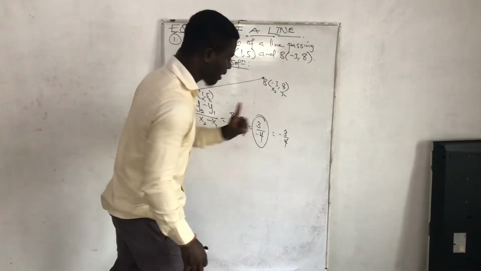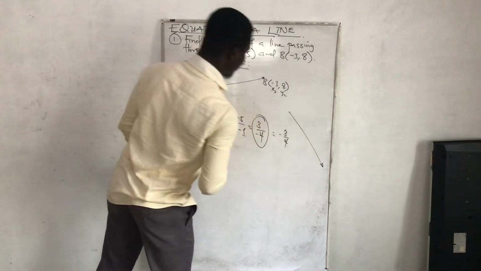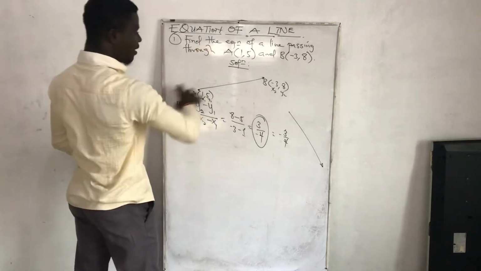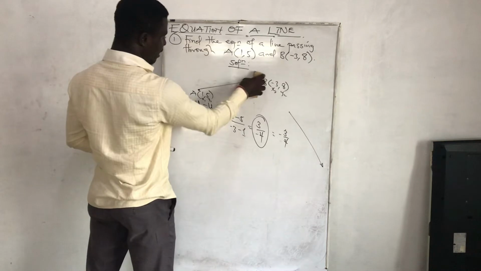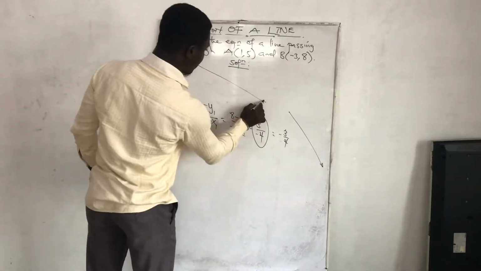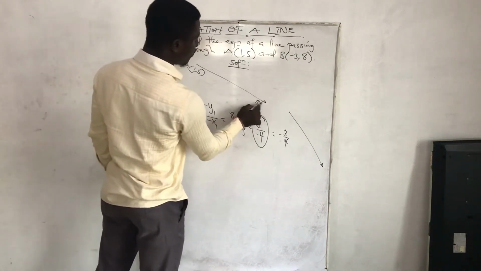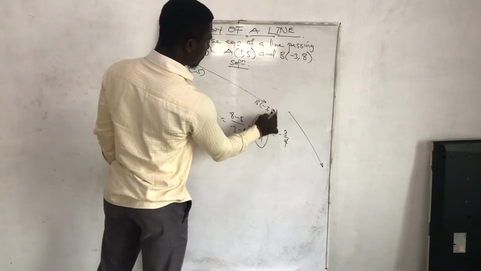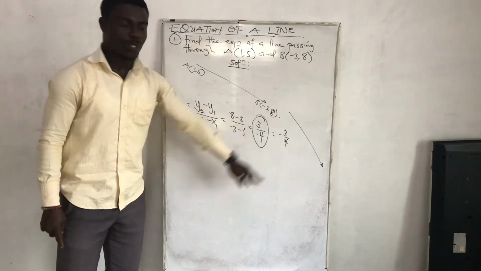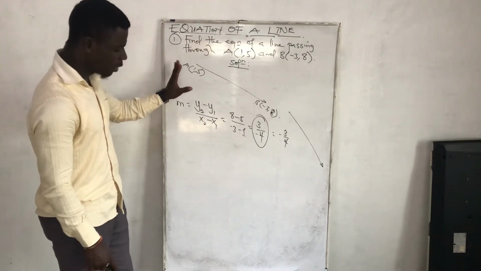Which means that the line is decreasing. The line is decreasing, so this one is wrong. We must represent that line as a decreasing line. So 1, 5, then point B, negative 3, 8. So now, since we are done finding the gradient, we can go ahead and find the equation of that line, because we can use any point here.